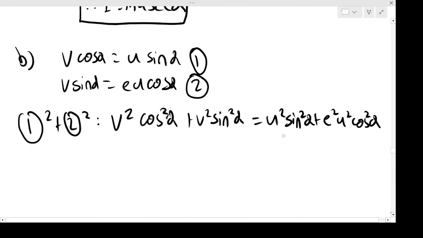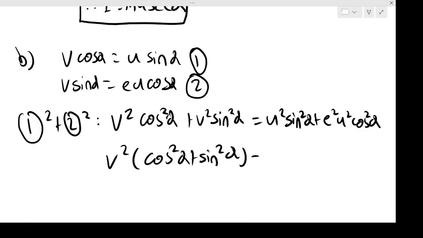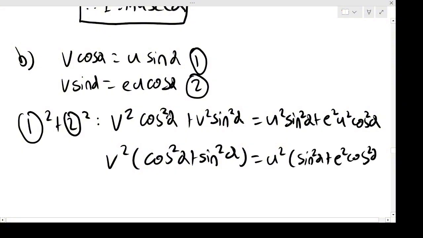So let's solve for v. I can factor a v squared out of the left hand side: v squared of cos squared and sine squared. That's going to equal, and I can factor a u squared out of here as well, u squared of sine squared plus e squared cos squared.